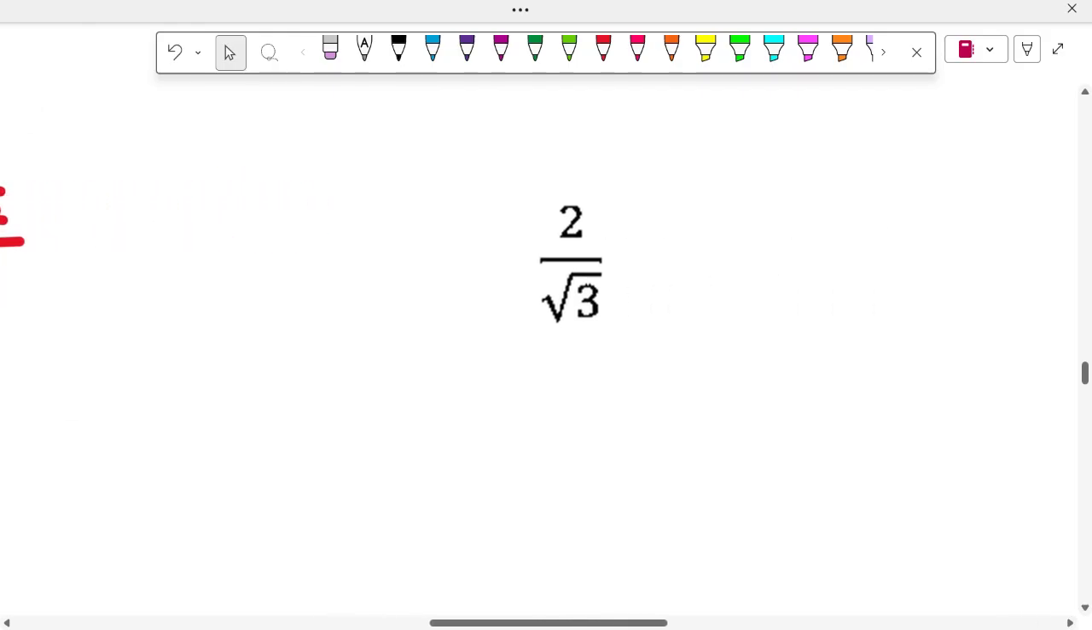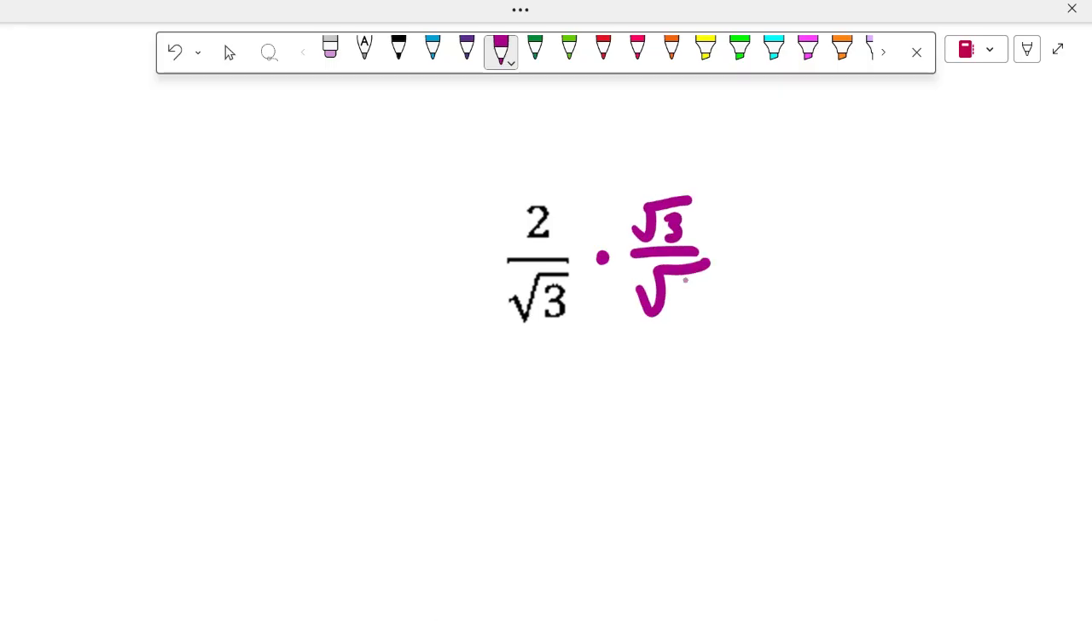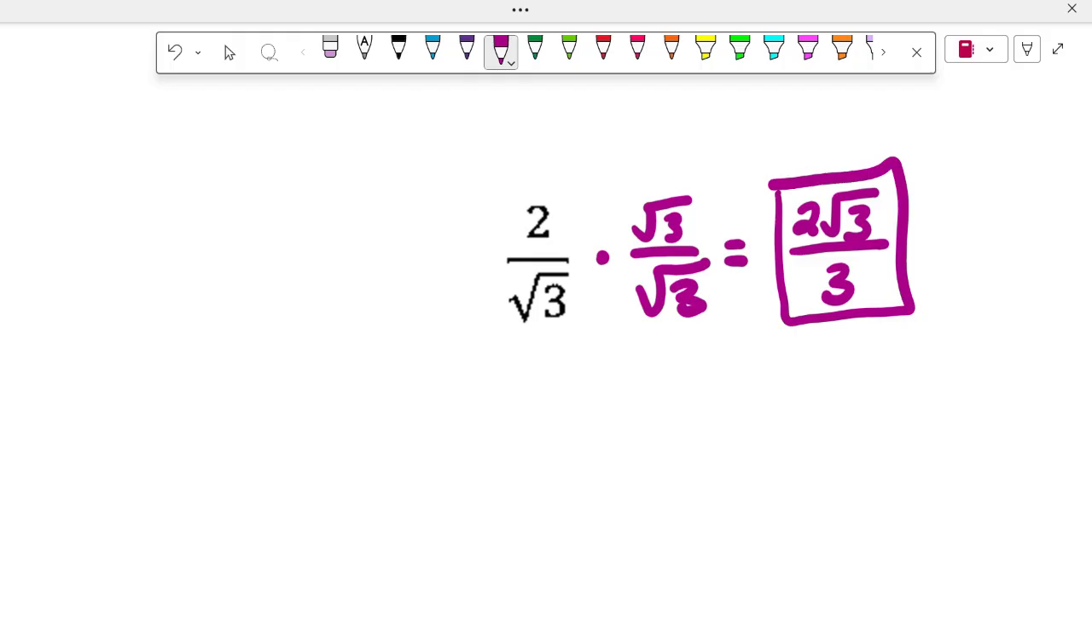All right, last one. Walk me through it. Times square root of 3 over the square root of 3, which gives me what? 2 square root 3 over 3. Can I simplify any further? Nope. 2/3 is simplified completely, so we're done.